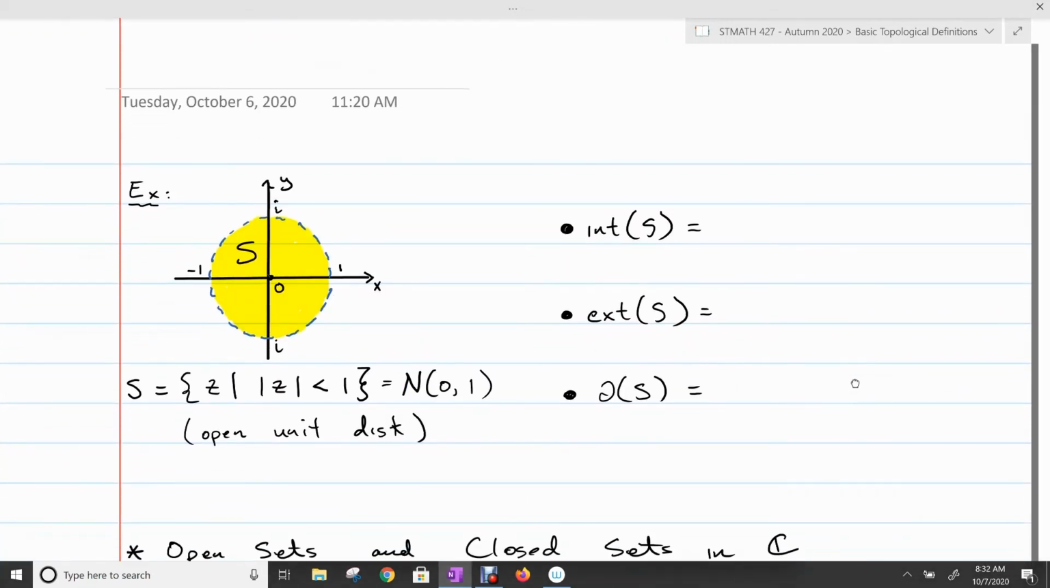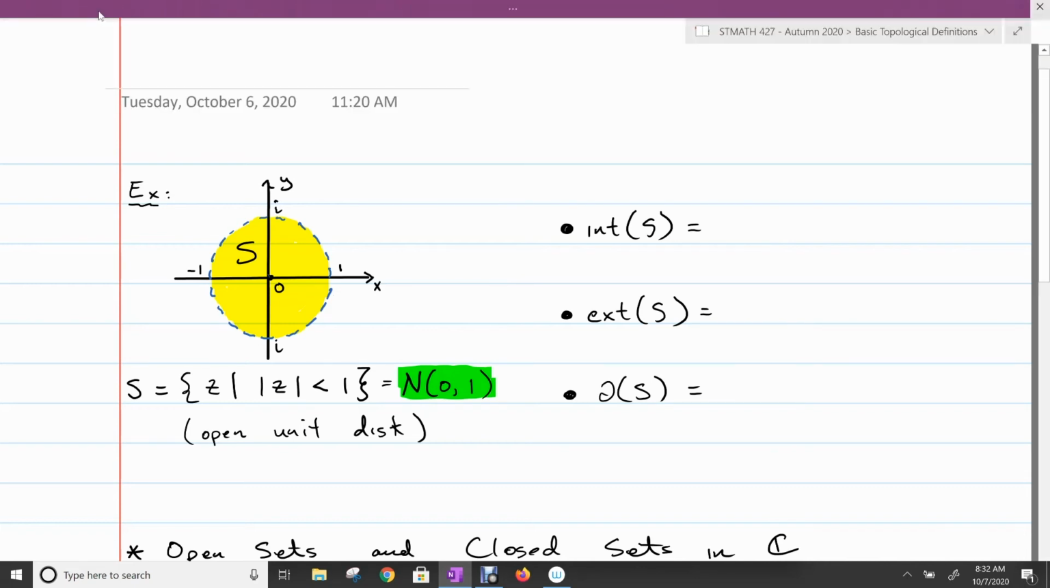So let's consider this example here. The set S in question is an open unit disk centered at the origin, radius 1. Of course, we can describe that as just N(0, 1), the neighborhood of 0 of radius 1. I want to know what is the interior, what is the exterior, and what's the boundary of this set. Of course, we could prove each of these assertions, but I'm not going to. I just want to give you the idea of it right now.